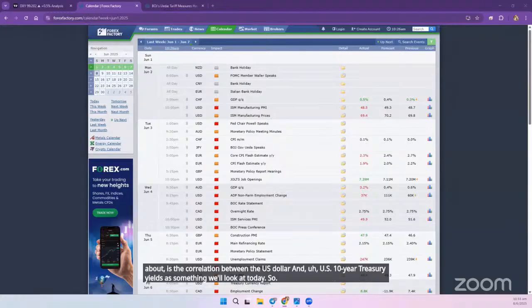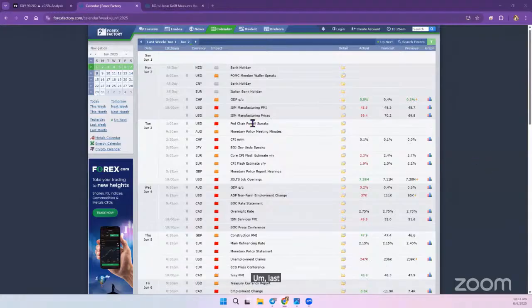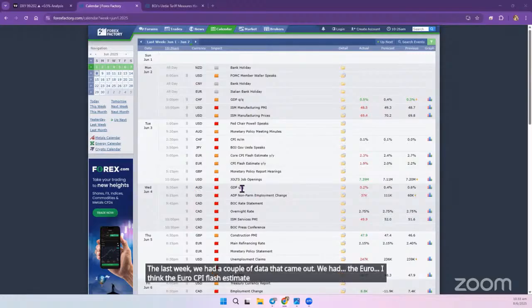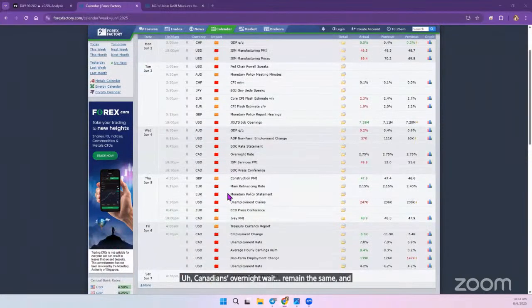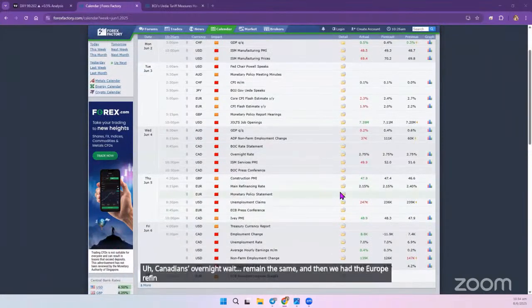Last week we had a couple of data releases. We had the Euro CPI flash estimate, and the Australia GDP quarterly report came in slightly lower than expected. Canada's overnight rate remained the same, and the Europe refinancing rate actually dropped a little bit, but it's already priced in.